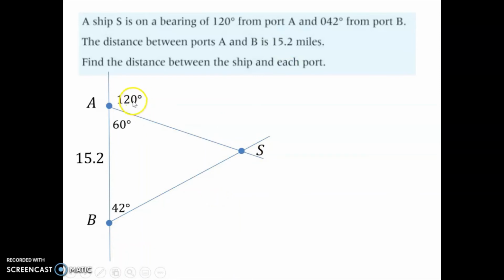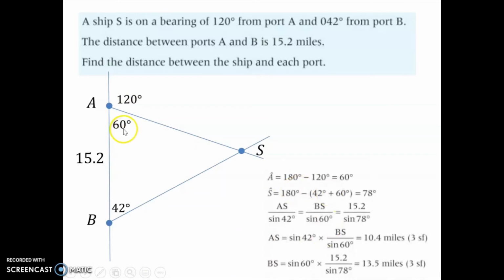Let's try. First of all, that 120 tells us this angle must be 60, because those make 180. And now we have everything we need. We have a triangle with two angles and a side. We can find the other angle to start here, which is 78 degrees. And then we can set up a sine rule to solve for things we need.